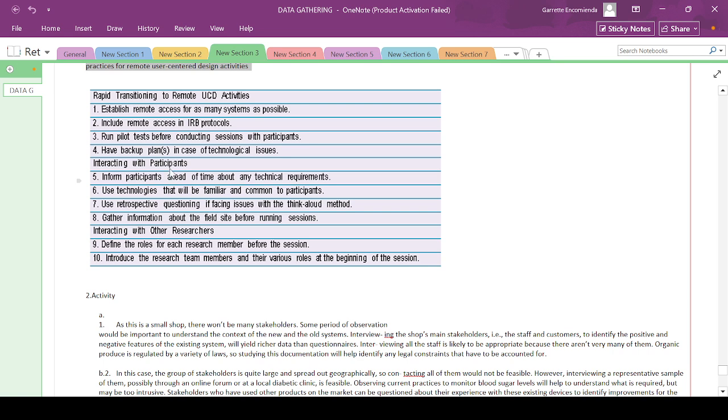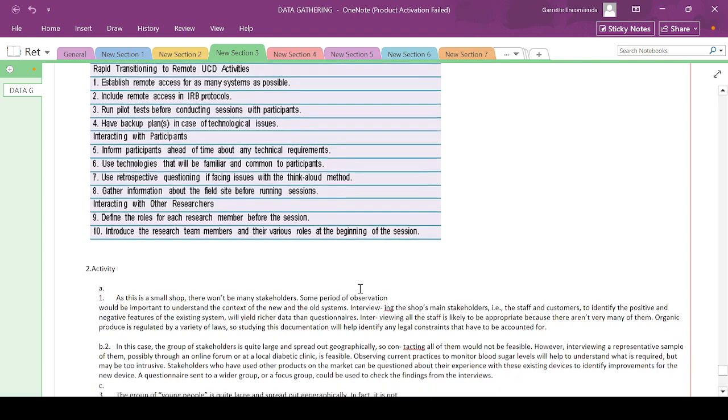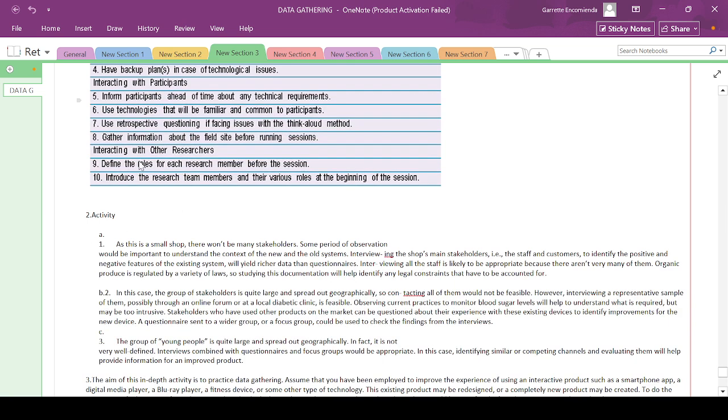Interacting with participants. Fifth, inform participants ahead of time about any technical requirements. Sixth, use technologies that will be familiar and common to participants. Seventh, use retrospective questioning if facing issues with Think Aloud method. Eighth, gather information about the field site before running sessions. Interacting with other researchers. Ninth, define the roles for each researcher member before the session. Tenth, introduce the research team members and their various roles at the beginning of the session.